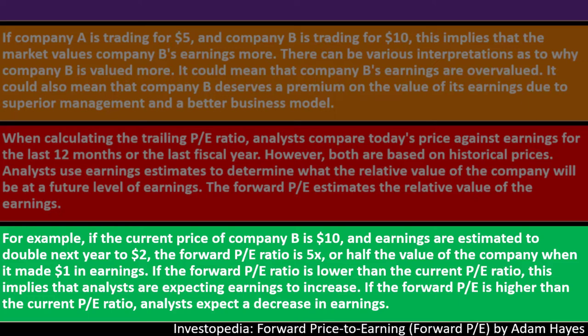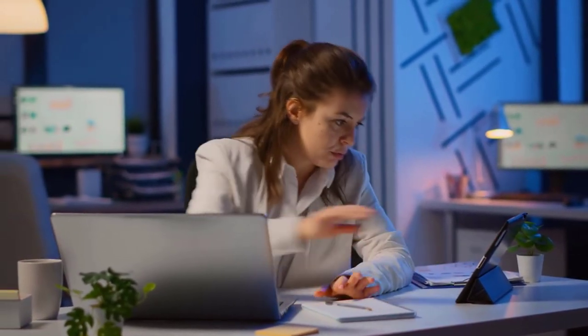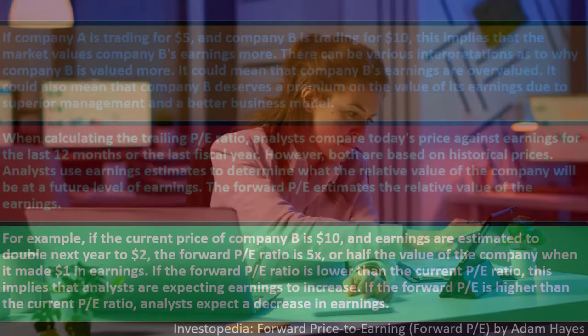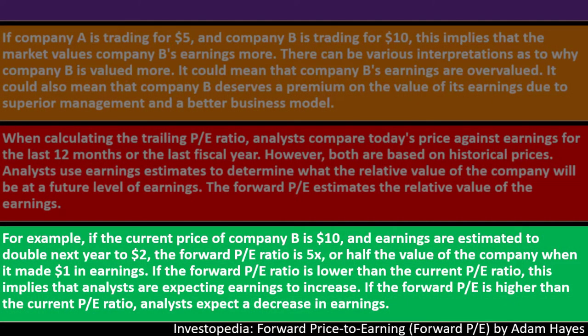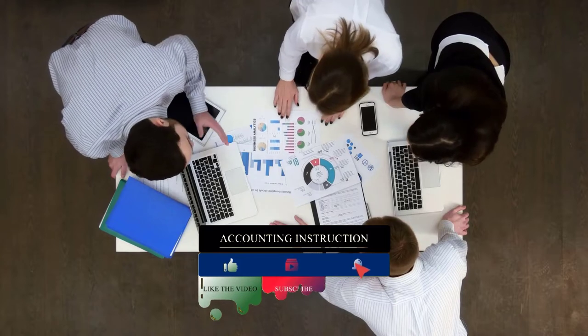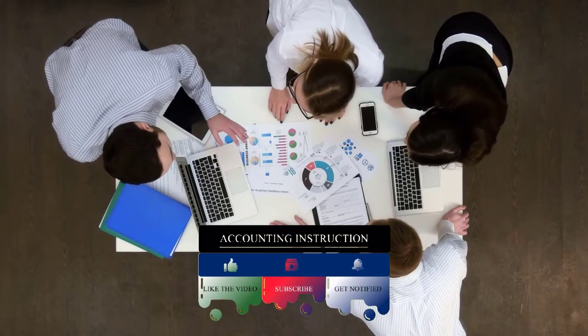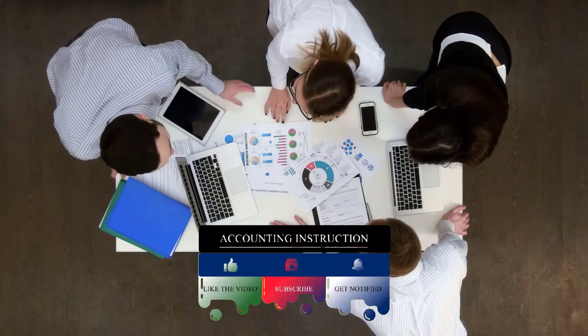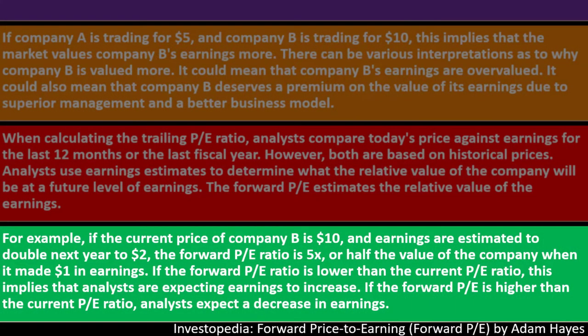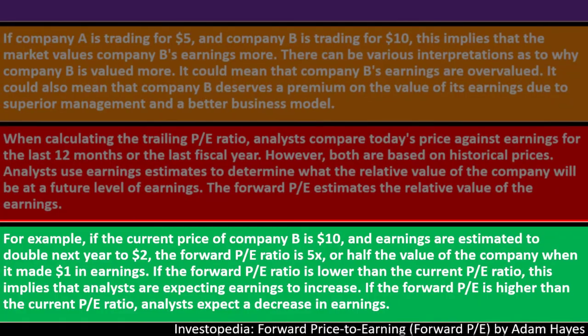So notice if there's going to be substantial growth in the future, that we think earnings are going to go up a lot, that's going to make a big difference between the current PE and the forward PE ratio. If the forward PE ratio is lower than the current PE ratio, this implies that analysts are expecting earnings to increase. So one of the things that could account for people having a higher price, even though we're looking at current PE ratios that are similar in nature, would be that the forward PE ratios are different due to differences in future earnings projections. If the forward PE is higher than the current PE, analysts are expecting a decrease in earnings.